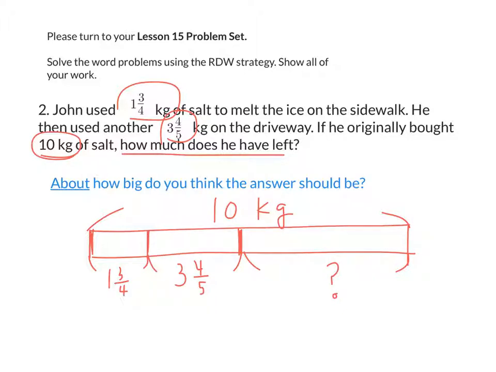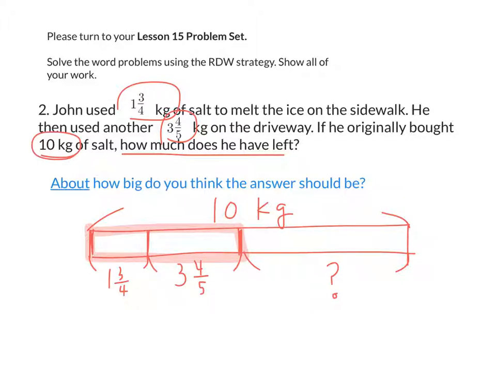Looking at this piece of tape, it becomes clear that what we need to do is take the total amount and subtract the amounts that he's used. So you have two ways to do it. You could do 10 minus 1 3/4 and then minus 3 4/5, yeah? Or I could add up the amount that he's already used. How could I find how much he's used total? Well, I could add 1 3/4 plus 3 4/5. Then subtract that total from 10 kilograms.